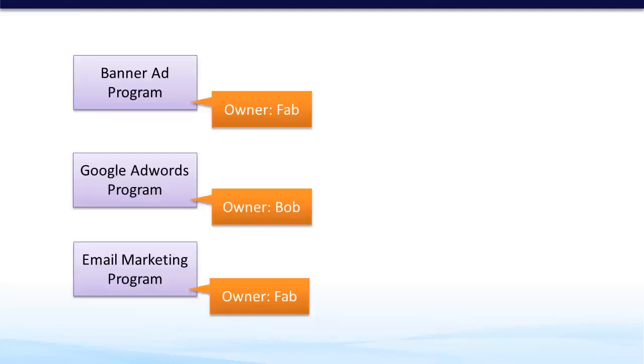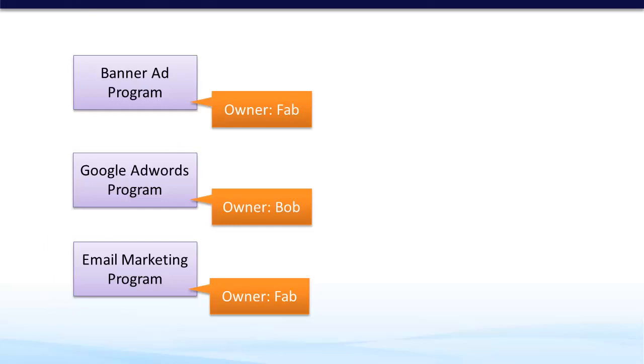Tags in Marketo are used to organize and segment reporting for programs. So for example, let's say I had 3 programs, a banner ad program, a Google AdWords program, and an email marketing program. And I wanted to tag these according to the owners. So I could then do reporting around the programs that Fab owns versus the programs that Bob owns.